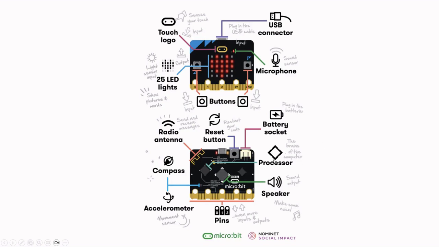And the other label there that we didn't cover was the processor. That is just showing you the actual brains of the computer. That is the processor that's processing all the instructions and information that it's getting. So now on to that second thing.